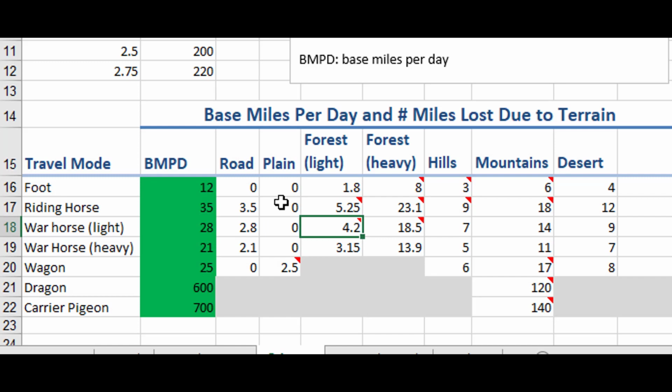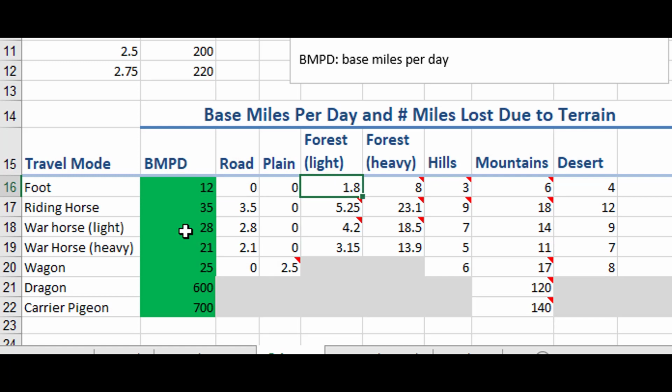Some of them have formulas, so I would always check to see what the formula is and understand what it's doing. For the most part, they're taking a value like this 28 for light warhorse and multiplying that by a modifier. So in fact, let's look at the foot row. For your base miles per day, that's going to be 12. There's no modifier for this or for road or for plains, so there's nothing in there. I just typed a 0 in there.